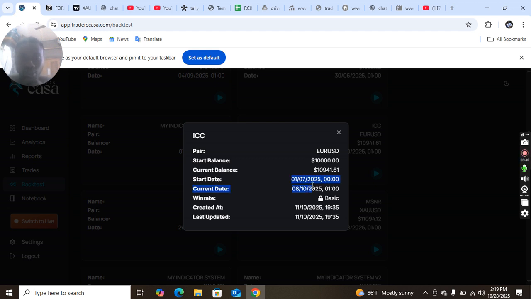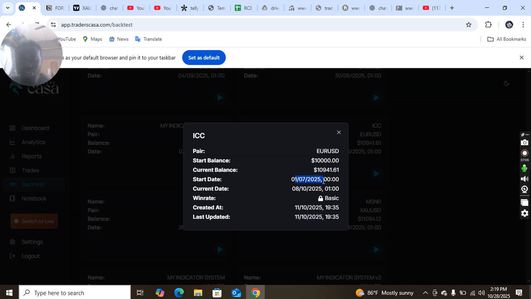I started on the 1st of July, like I said, and I closed on the 8th of October. That was the current date I actually backtested it. The date I created this was on the 11th of October, and I backtested it on the 11th of October. So it's actually the current price action of 2025.